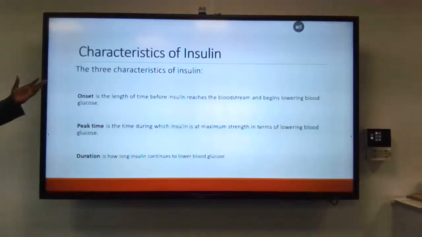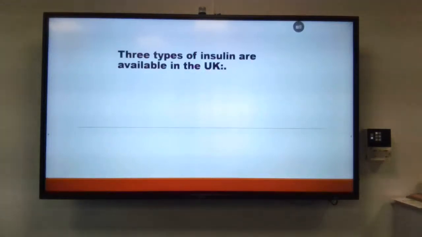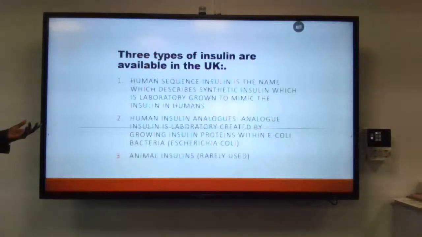So in terms of insulin, these are the three common characteristics: onset of action, when will it start working; when will it reach its peak; and when will it reach its maximum effect. And we use three types of human insulin.